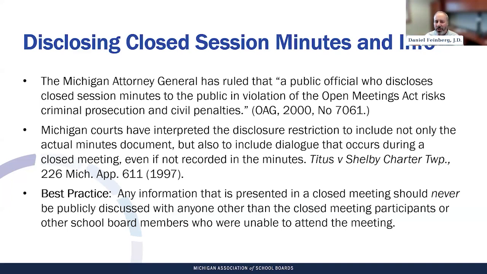So if it happens in closed session, don't talk about it. Our best practice is to not publicly discuss it with anyone other than a closed meeting participant or other school board members who are unable to attend the meeting. I would generally say if you can avoid talking about it at all, that's going to be your best line. If somebody needs to vent about something, just make sure that where you are, there aren't people around who could hear. These are important aspects to this.